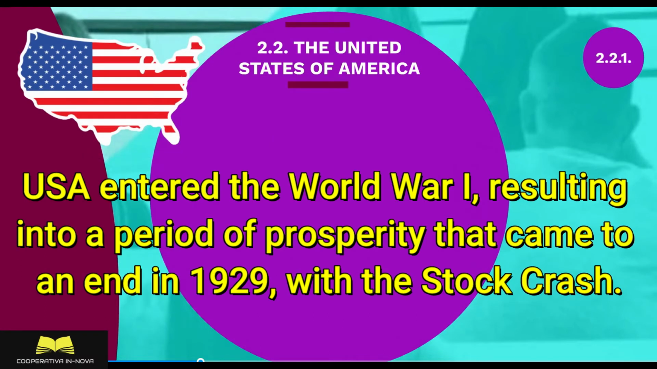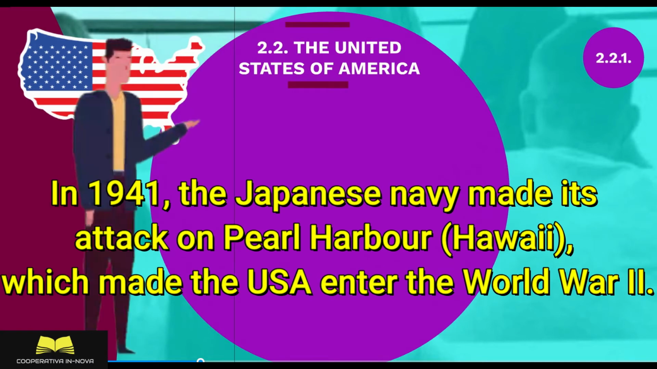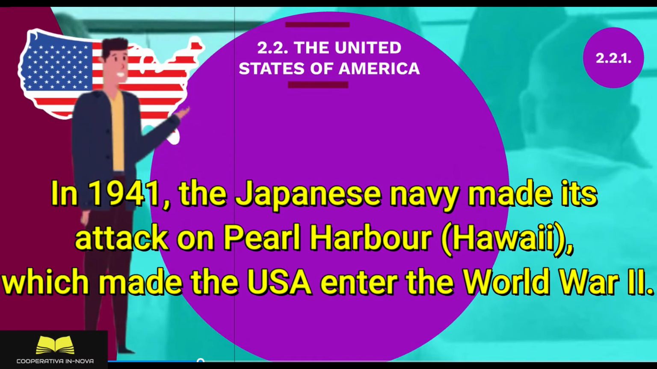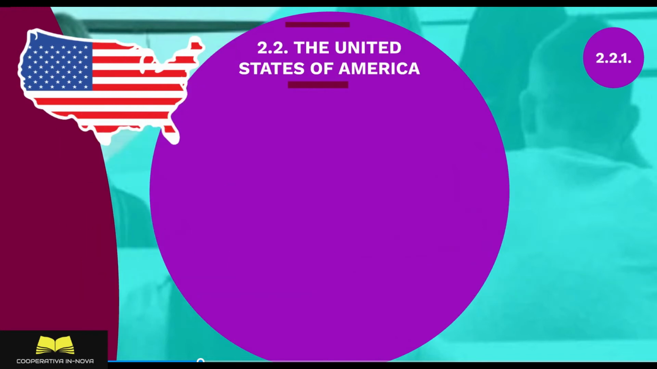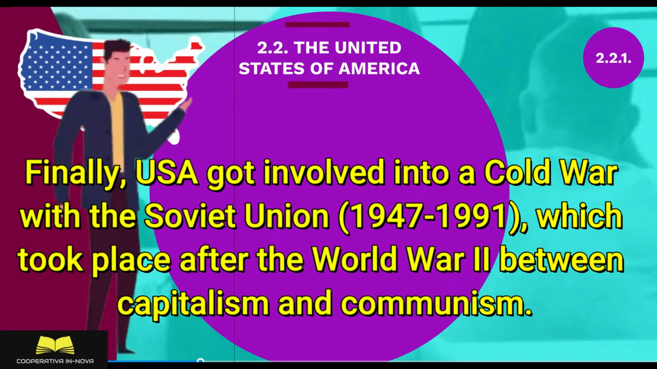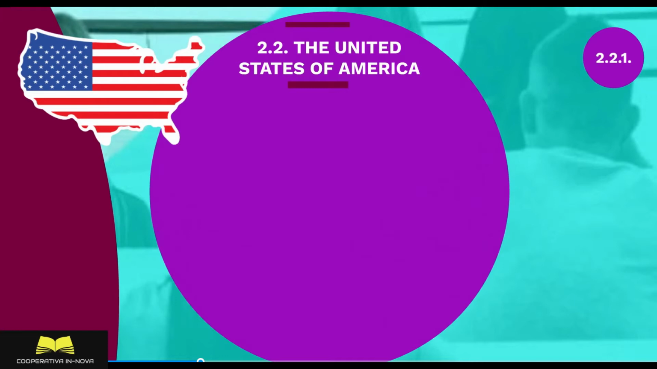The USA entered World War I, resulting in a period of prosperity that came to an end in 1929 with the stock crash. In 1941, the Japanese Navy made its attack on Pearl Harbor, Hawaii, which made the USA enter World War II. Finally, the USA got involved in a Cold War with the Soviet Union, 1947 to 1991, which took place after World War II between capitalism and communism.